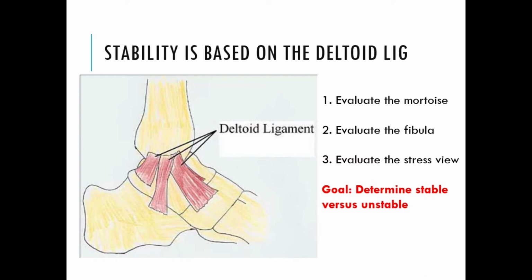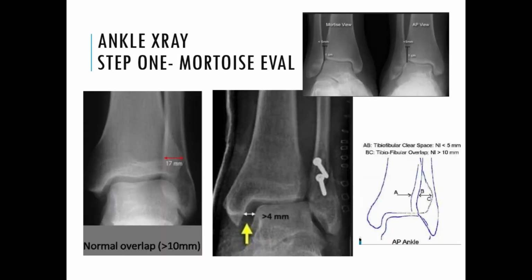So first step, and we'll go through this in a stepwise approach, first step is to evaluate the mortise, second step is to evaluate the fibula, and third step is to evaluate the stress view if you need one. And the whole goal of this algorithmic approach is to determine if the fracture is stable or unstable. So step 1 is evaluating the mortise. So this is what radiology and ortho does.